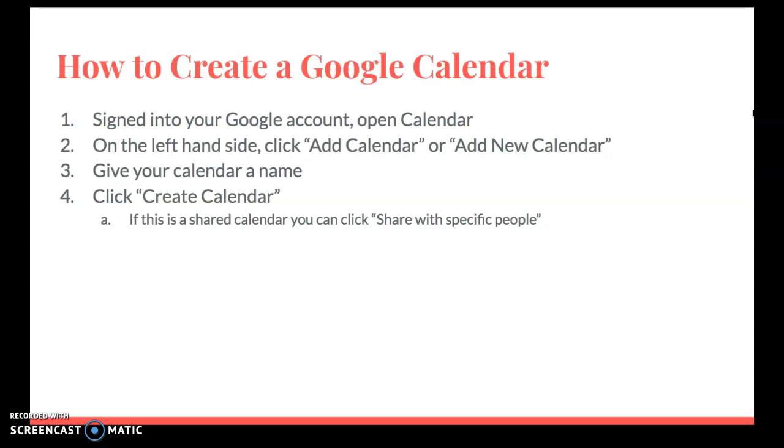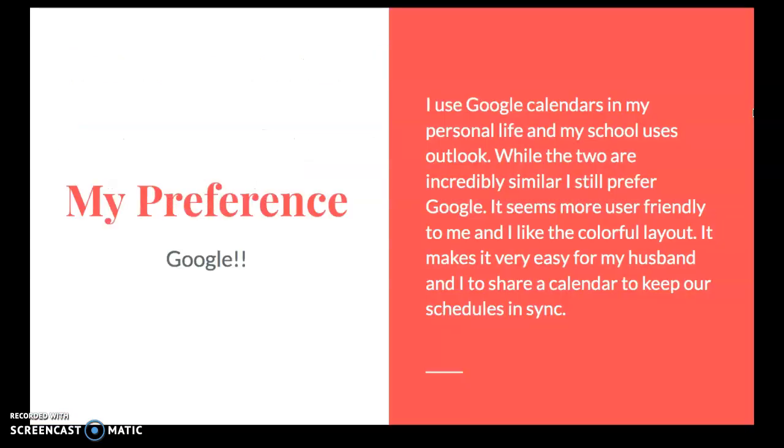You just give your calendar a name. If it's your first calendar, you could name it pretty much whatever you wanted to. If it's a multiple calendar, I would make those names as specific as possible so you can keep the two of them separate. And then just click Create Calendar. If this is a shared calendar, you can click Share with specific people, and then you can type in whoever you're sharing that calendar with.